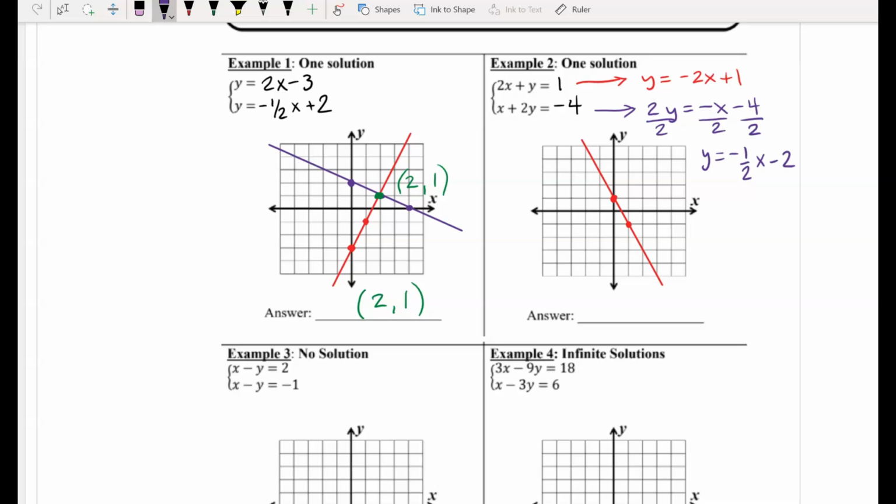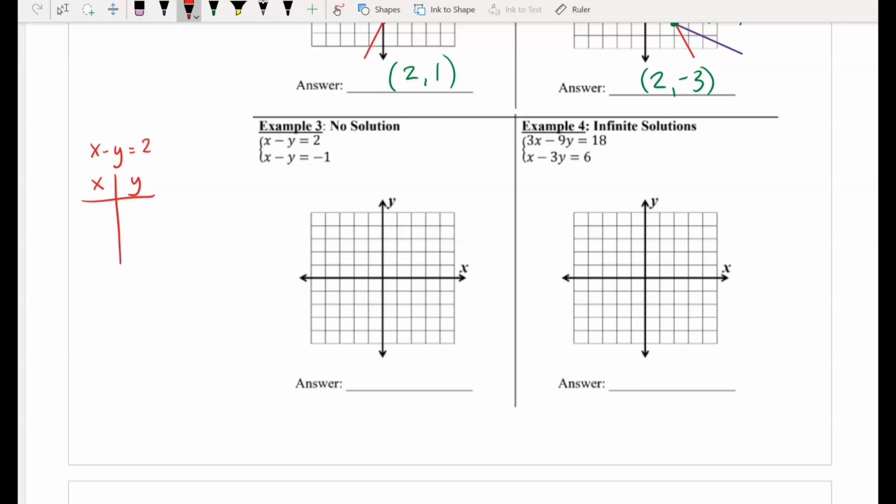When I simplify the fractions, y is by itself, and then I have y equals negative 1/2 x minus 2, so a y-intercept at negative 2, and a slope that's negative, so down 1, and to the right 2. You can see that the lines intersect on the grid when x is 2 and y is negative 3. So that's the solution to our system.